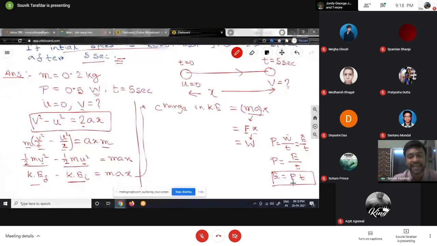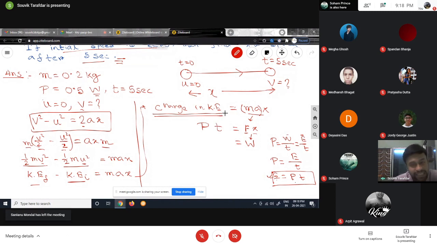So in this place, change in kinetic energy or change in energy, can't we write E is equal to PT? So here also I am writing P into T. Understood, students? Clear, students? The main catch I explained. Since E is equal to P into T, change in kinetic energy is energy only. So P into T. Now P is how much? 0.5 watt, they have given. And T is how much? T is 5 seconds.